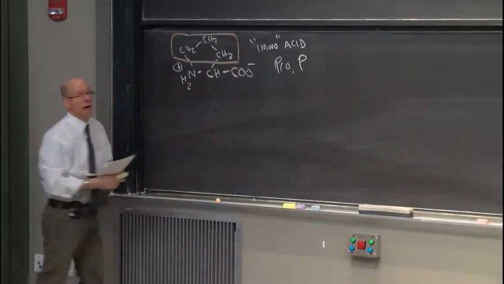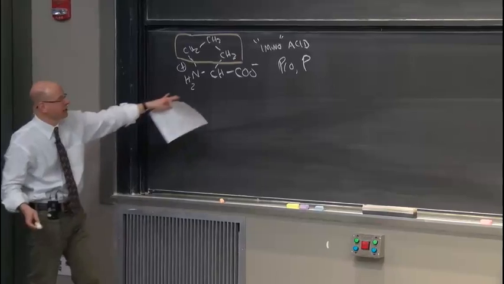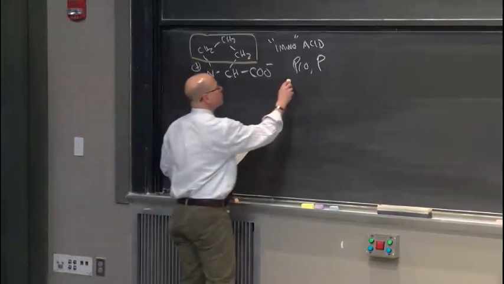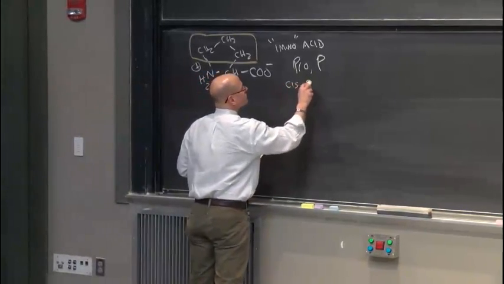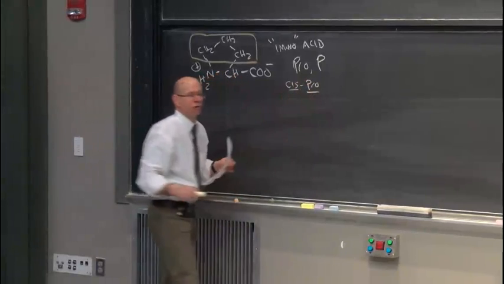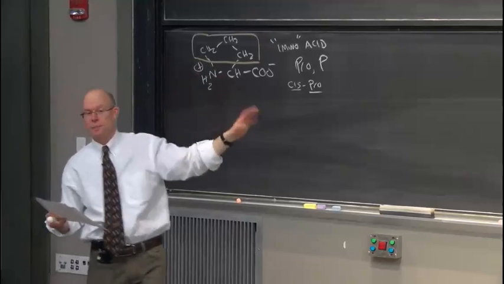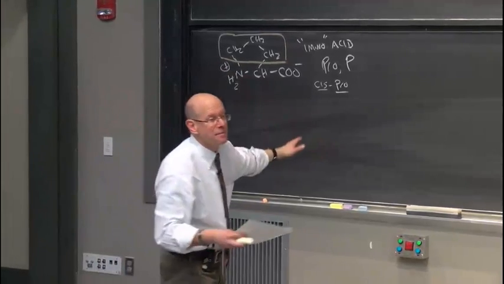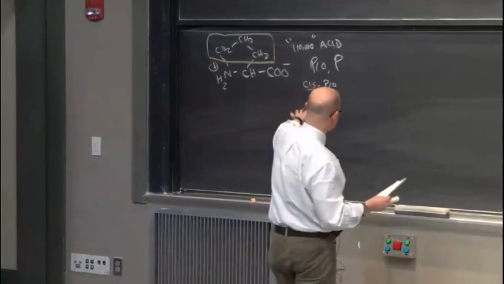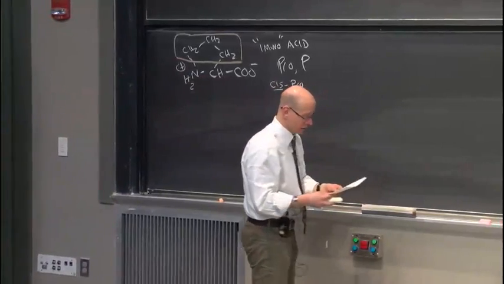This is the one, remember, that I alluded to was more likely to form a cis-proline bond. Now remember, it's still going to primarily form trans-peptide bonds. But if any amino acid has a tendency to form cis-peptide bonds, it's the prolines.